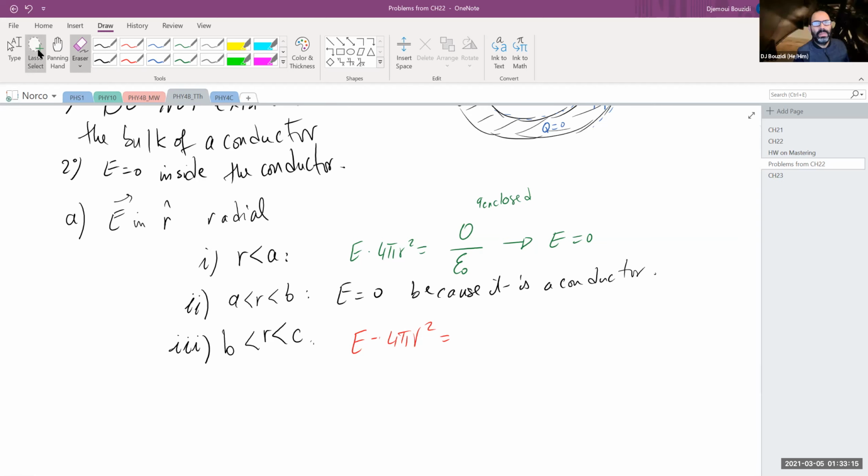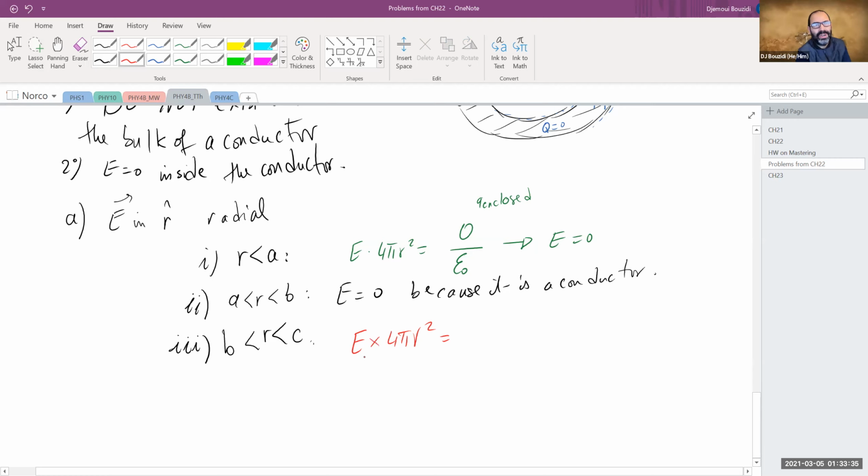Okay, let me use the lasso tool, maybe I can get rid of it. Delete. And this is not a minus, okay? Okay, so this is a multiply.